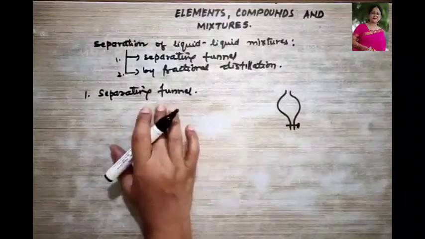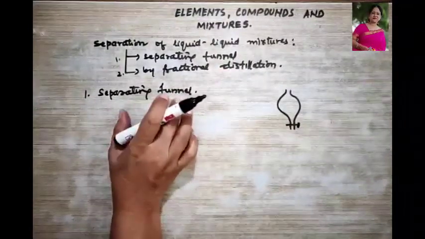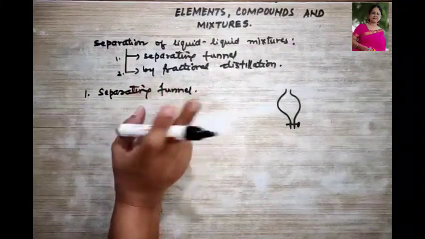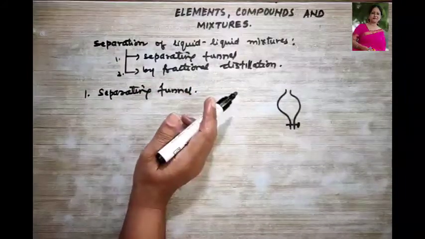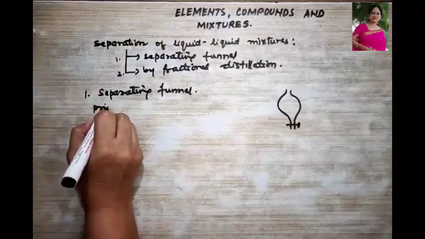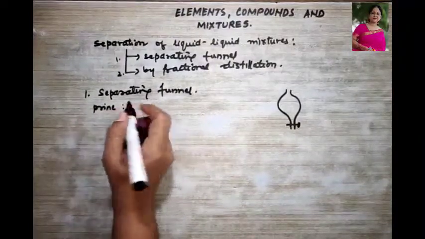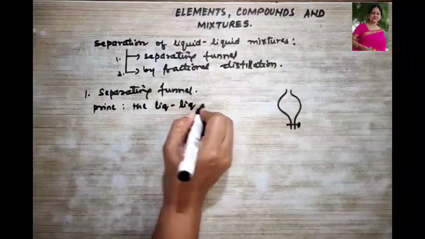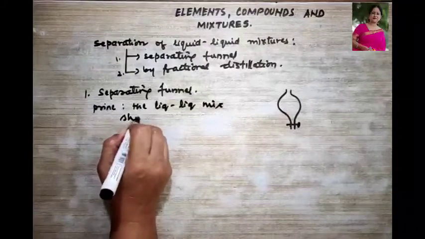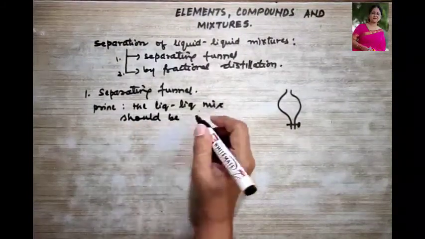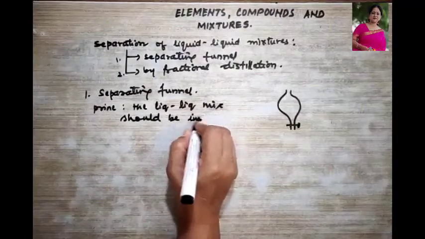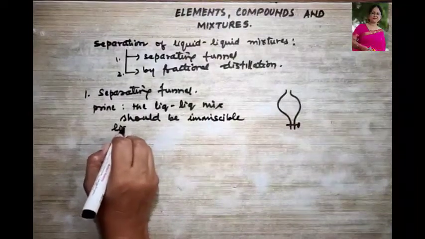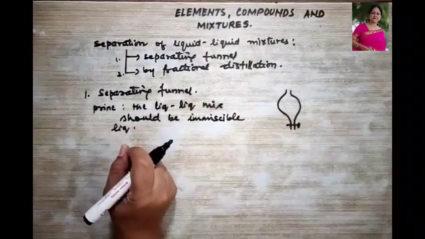So what kind of liquid mixtures are separated by this process of separating funnel? All those liquids which are immiscible. So what is the principle behind the separating funnel? That the liquid mixture should be immiscible liquids. Okay, they should be immiscible liquids.